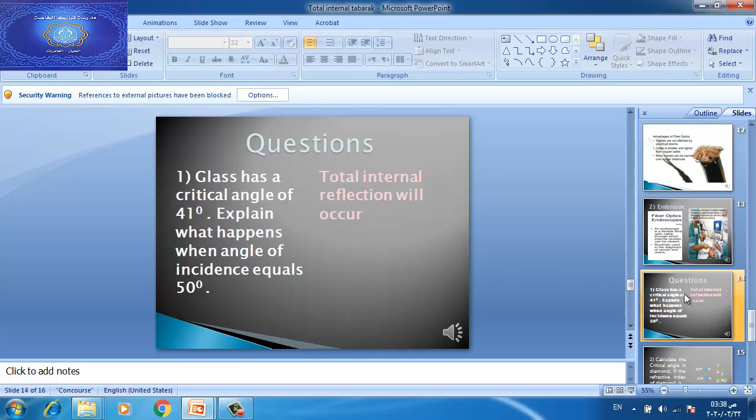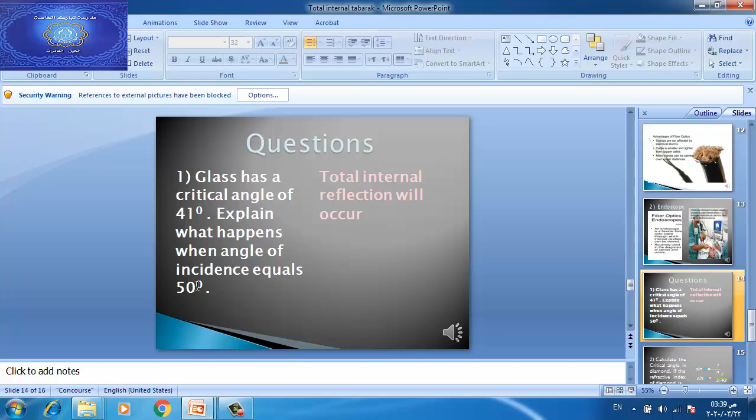Now we will solve some questions about our lesson, and I hope you understand. First question. A glass has a critical angle of 41 degrees. Explain what happens when the angle of incidence equals 50 degrees. In this question, he gives us the critical angle of a glass, which is 41. What happens if the incident angle becomes 50 degrees?